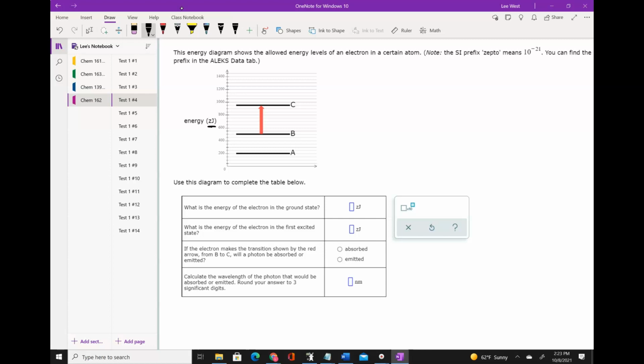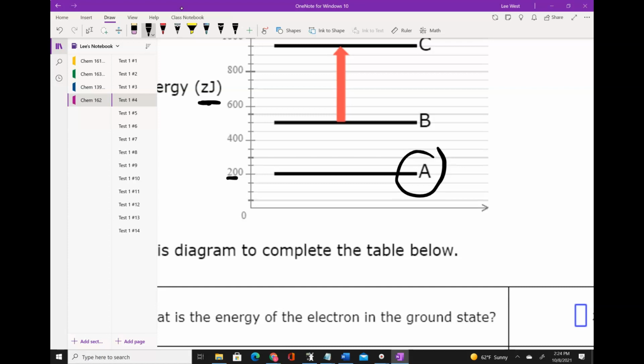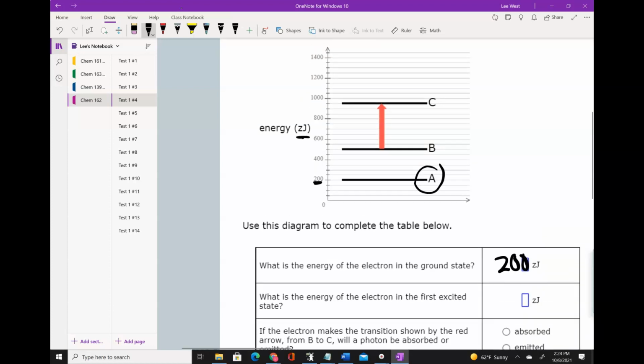It says, what is the energy of the electron in the ground state? Well, that's the ground state there, and we just want to zoom in, make sure we get it right. It's pretty clearly 200 zeptojoules. And then it says, what is the energy in the first excited state? So this is the first one, and this is the second one, so we want this energy.